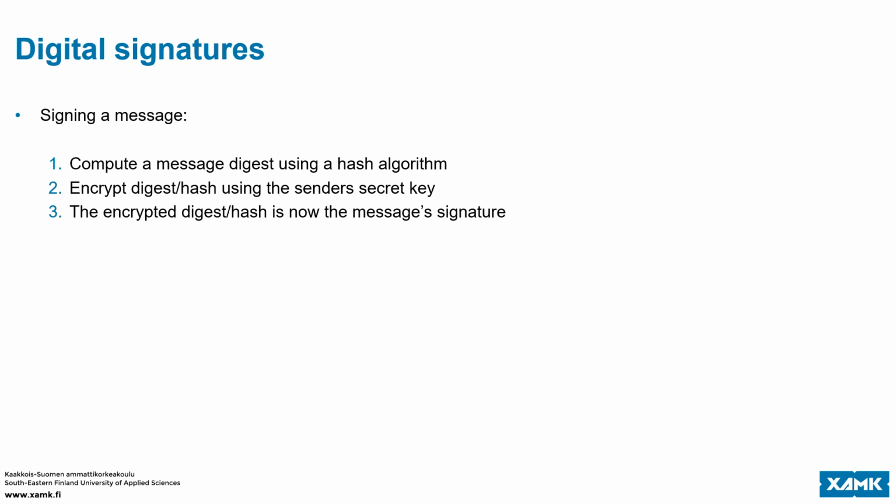Creating a signature for a message is not that hard. There are 3 steps to the process. First, we compute a message digest or a hash using a hash algorithm. Then we encrypt this hash value by using the sender's secret key. Finally, the encrypted hash is now the message's signature.